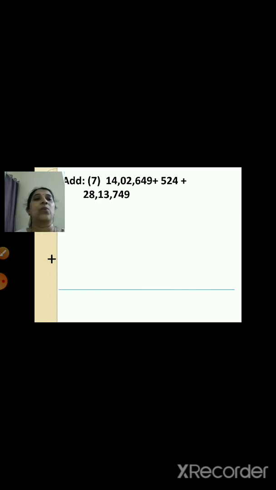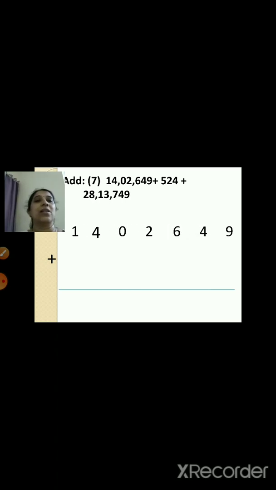14 lakh 2,649 plus 524 plus 28 lakh 13,749. So let's arrange them. First set 14 lakh 2,649. So 9 in the units place, 4 in the tens place, 6 in the hundreds place, 2 in the thousands place, 0 in the 10,000s place, 4 in the lakhs place and 1 in the 10 lakhs place.